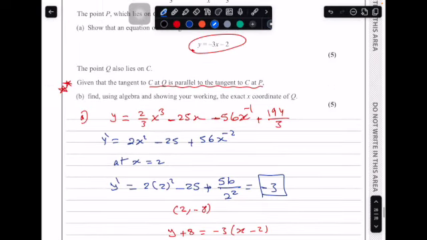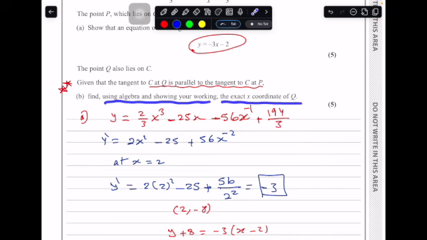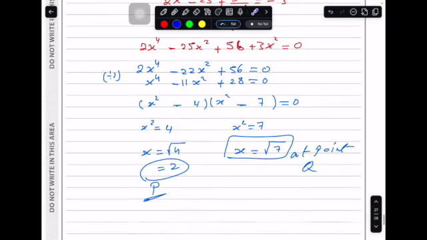Does he ask for the whole coordinate point or the x-coordinate only? Let's read it: using algebra, showing all your working, the exact x-coordinate of Q. So we're going to have only the value of x. If he asked for the value of y, we would take x equals root 7 and put it in the equation of the curve to find the value of y. That's it.